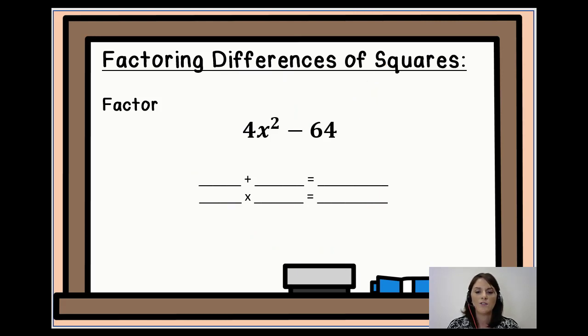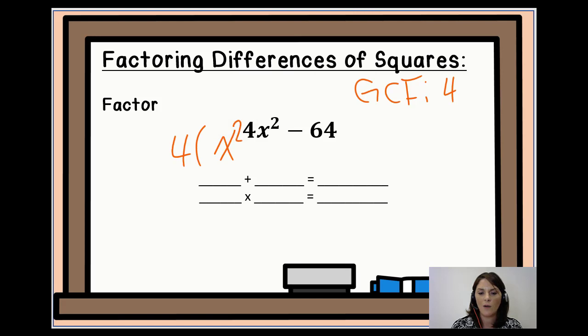This next one, we have a term in front of the x squared. So we have 4x squared subtract 64. What we can do here is common factor the 4 from each term, and then look to see what the result is and see if we can factor further. The greatest common factor would be 4. So if I factor out the greatest common factor of 4, we're left with 4 times x squared minus 16.